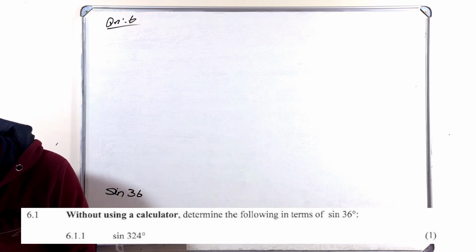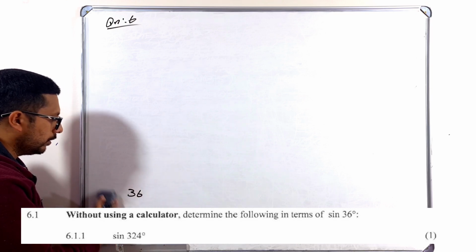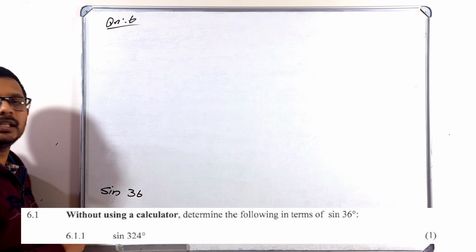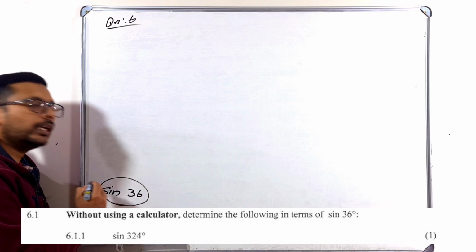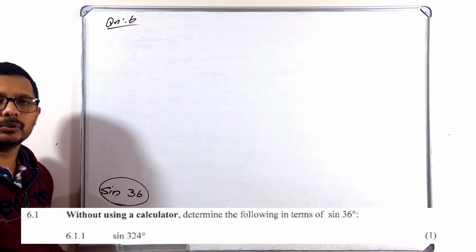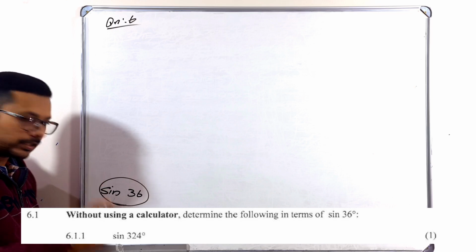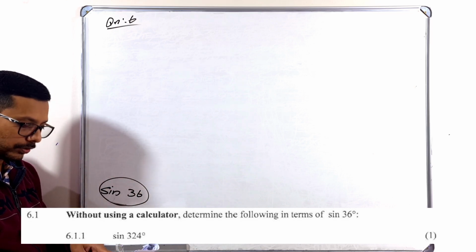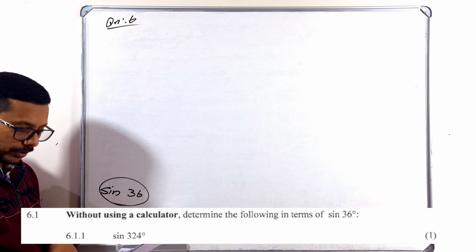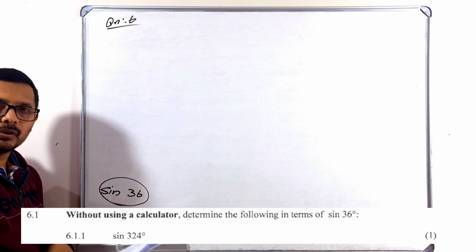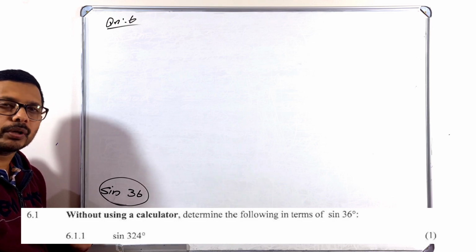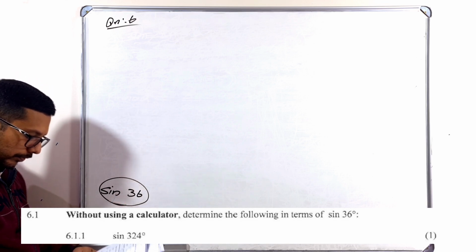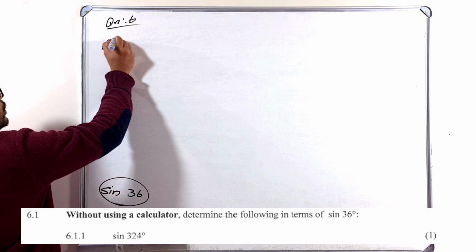In terms of sine 36 means that in your answer, the answer that you are going to find, the sine 36 must be there. So look at that question once more. Without using a calculator, determine the following in terms of sine 36. That means in your answer the sine 36 must be there. Okay, let's see question number 6.1.1.